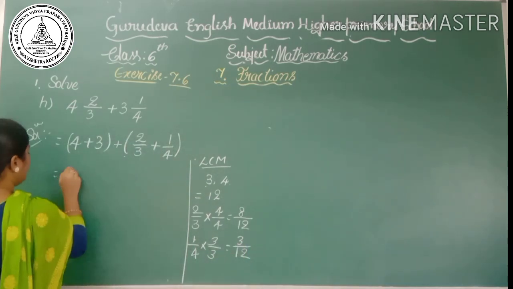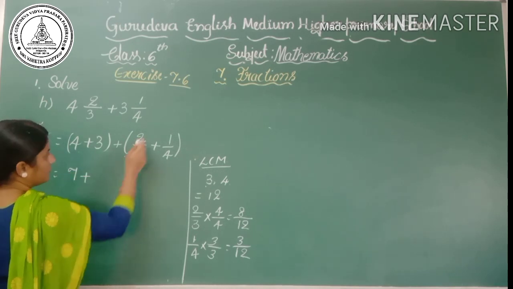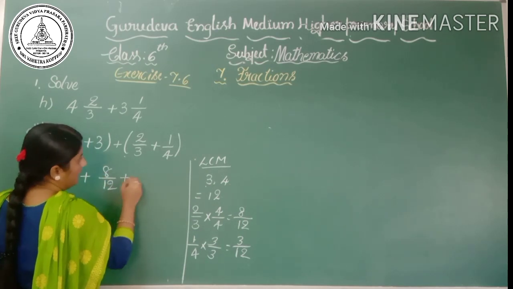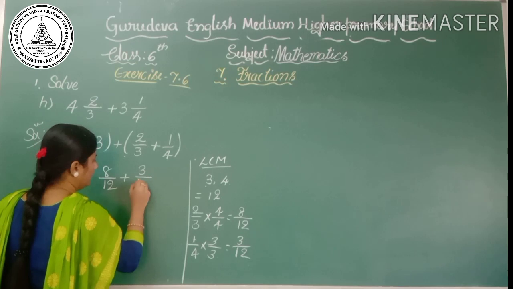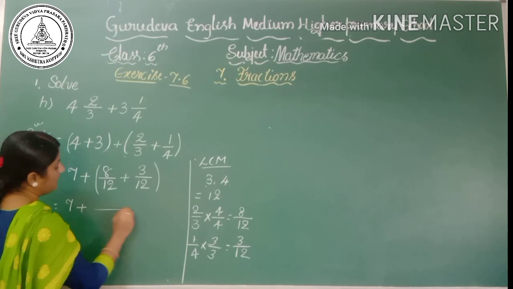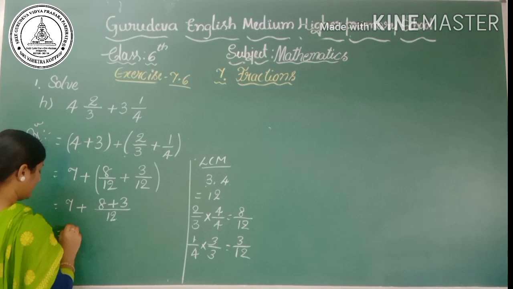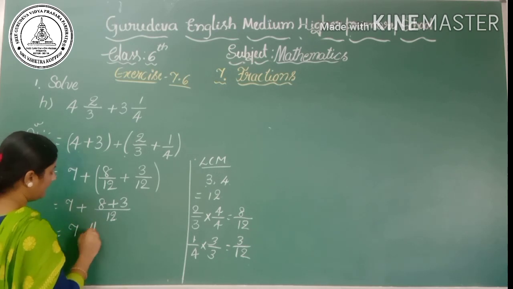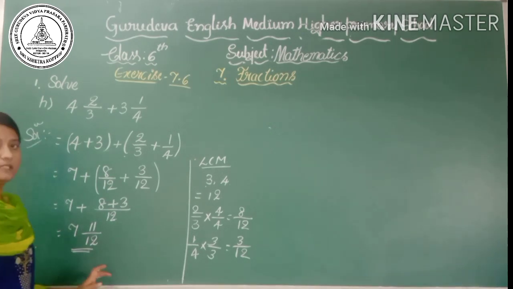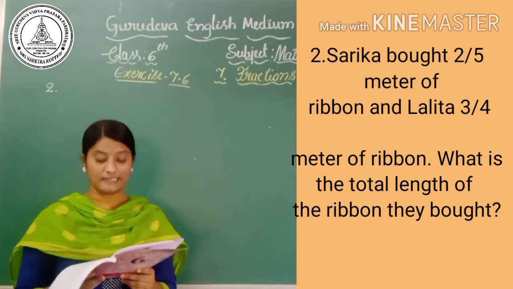Okay. Now write here 4 plus 3, which is equal to 7 plus 2 by 3 can be written as 8 by 12 plus 1 by 4 can be written as 3 by 12. Now add these two like fractions. 7 plus, write the denominator 12 as it is, then 8 plus 3. Yes, 7 whole, 8 plus 3 is 11, 11 by 12. Okay. Is it clear?